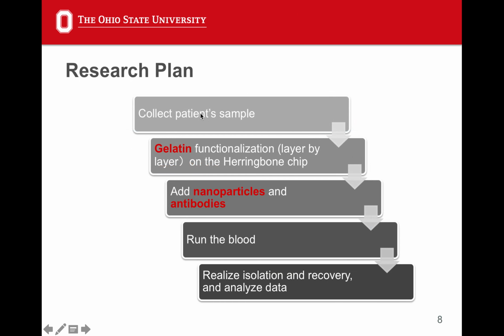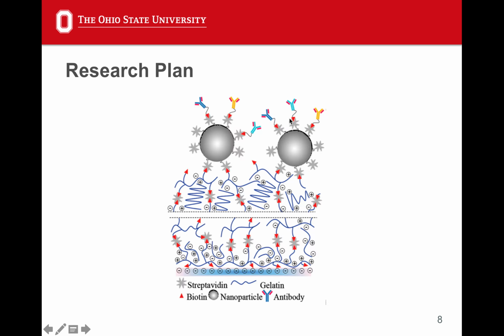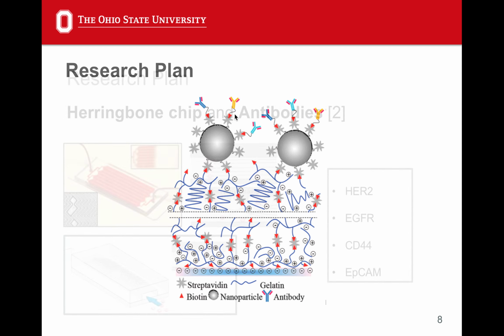Our research plan is that we collect patient samples and make a gelatin functionalization layer by layer on the herringbone chip, and then we add nanoparticles and antibodies, then we run the blood. After that, we realize isolation and recovery and analyze the data. For the whole modification of our device, we biotinylate the gelatin, then we add streptavidin to help form the coating, then we add the nanoparticles and the antibodies.